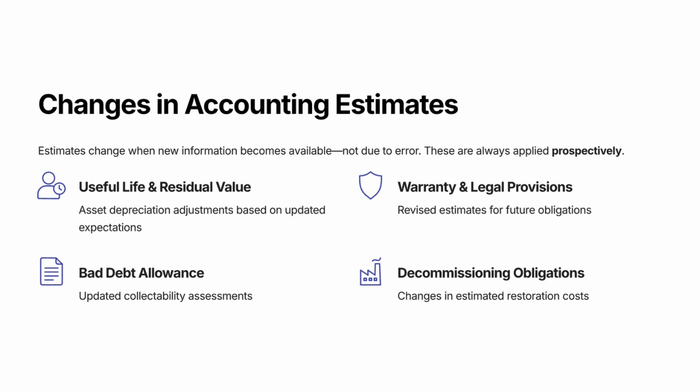Estimates change when new information becomes available, not due to error. Examples include useful life or residual value of an asset, warranty and legal provisions, bad debt allowance, decommissioning obligations. These are always applied prospectively. Here are two real-world style examples to make this crystal clear.